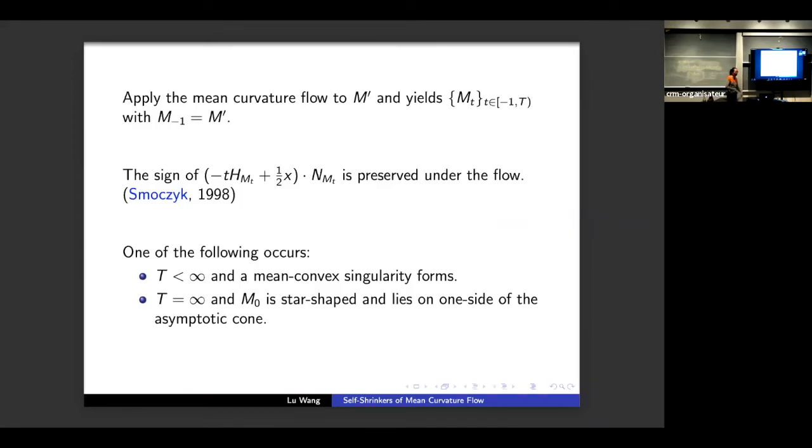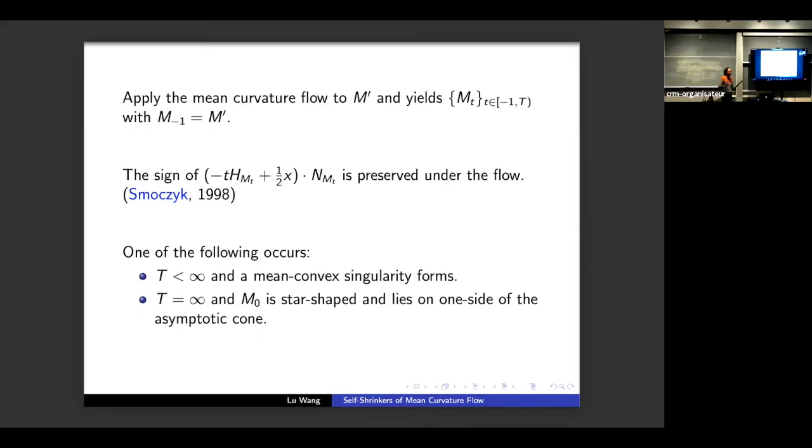Okay. So the next step is to apply mean curvature flow to this perturbed surface M prime, and one can yield some mean curvature flow M_t. Here, for convenience, we choose the starting time to be minus one. It doesn't matter, you can choose whatever starting time, but then you need to change this second item a little bit. And this capital T is the maximum time this classical mean curvature flow exists.